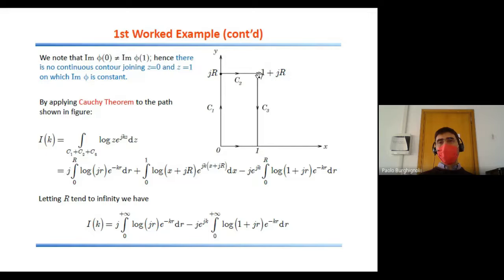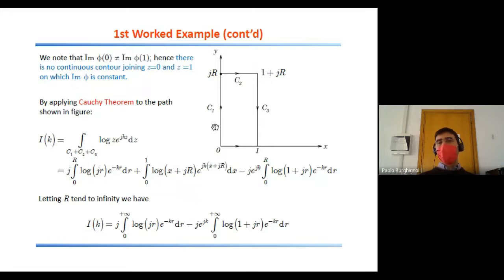And finally, we go along C3. Since we are moving downwards, we will introduce a minus sign in front of the integral that is evaluated from 0 to capital R. And in this case, the integration variable z will be given by 1 plus jr. Again, we see the occurrence of the real exponential as we are moving again on a steepest descent path. And we have been able to take outside of the integral the constants j and e to the jk.